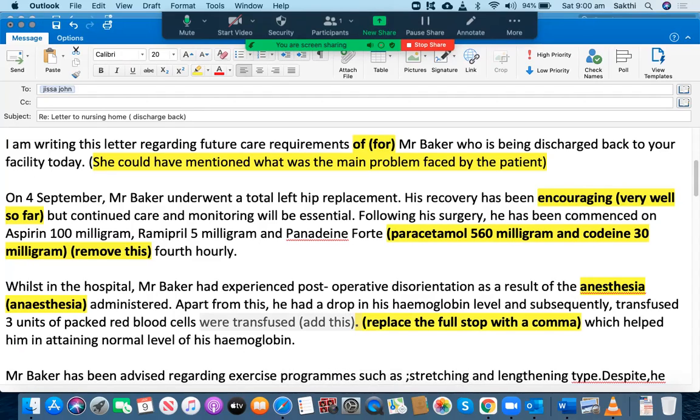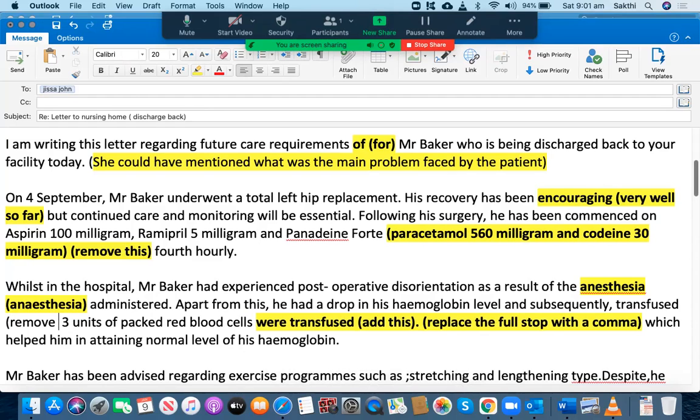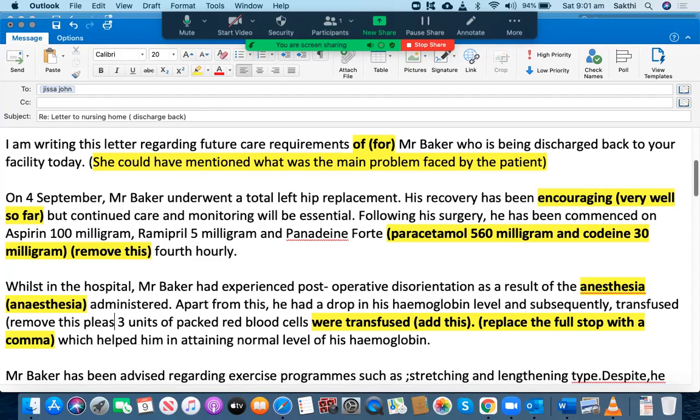So it is always better to use the active voice. Okay, so transfused needs to be removed from here. Remove this, please. Okay.